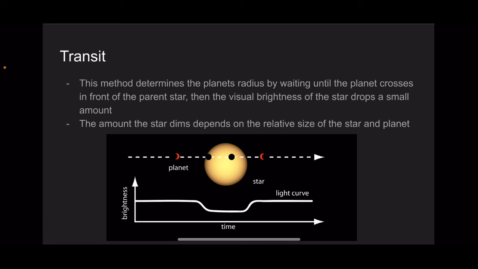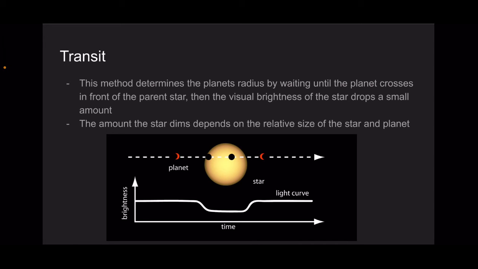Another successful way that astronomers and scientists have found exoplanets is by transit. This method determines the planet's radius by waiting until the planet crosses in front of the parent star, and then the visual brightness of the star drops a small amount. And so the amount the star dims depends on the relative size of the star and planet.